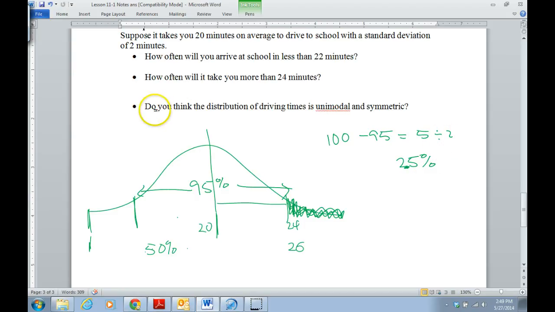Okay, the last question on this. Do you think the distribution of driving times is unimodal? What does that mean? Only one mode. Is it unimodal? Yes. The mode here is at the maximum part, right? The most frequent. Okay, is it symmetric? Yes. Both of those. Symmetric means it's like a mirror image. So what does unimodal mean? It means it has only one mode.